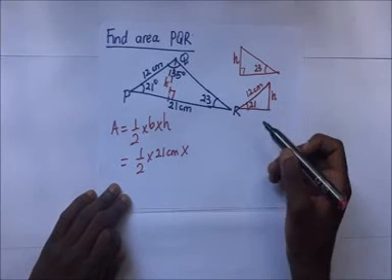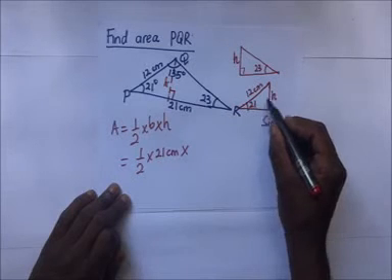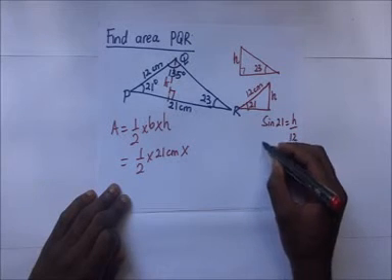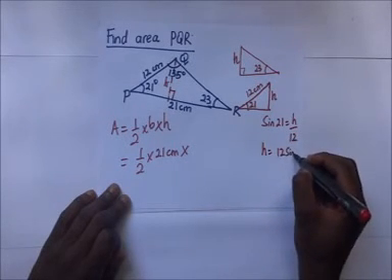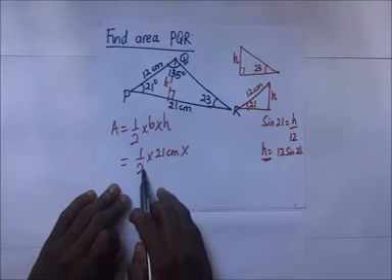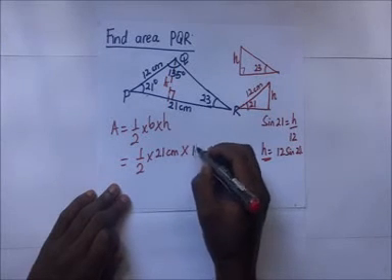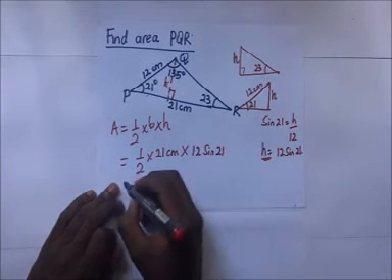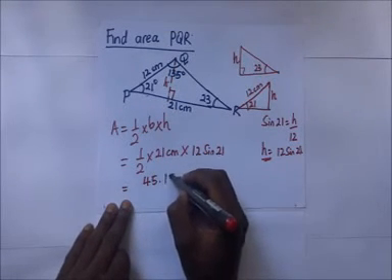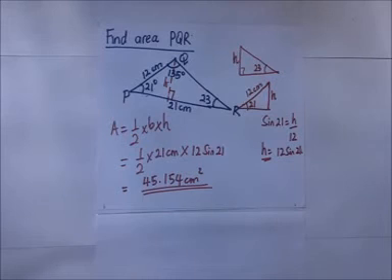So to get this value of H from here, if we get the sine of 21, we know that sine of 21 is going to be equal to opposite, which is the H we are looking for, over hypotenuse, which is 12. So it means our value of H there is 12 sine of 21. So if we substitute this value of H here, it's going to be a half times the base, which is 21, times our value of H, which we've gotten as 12 times the sine of 21. And when we compute that, our answer will be 45.154 centimeters squared. That is the area of PQR.